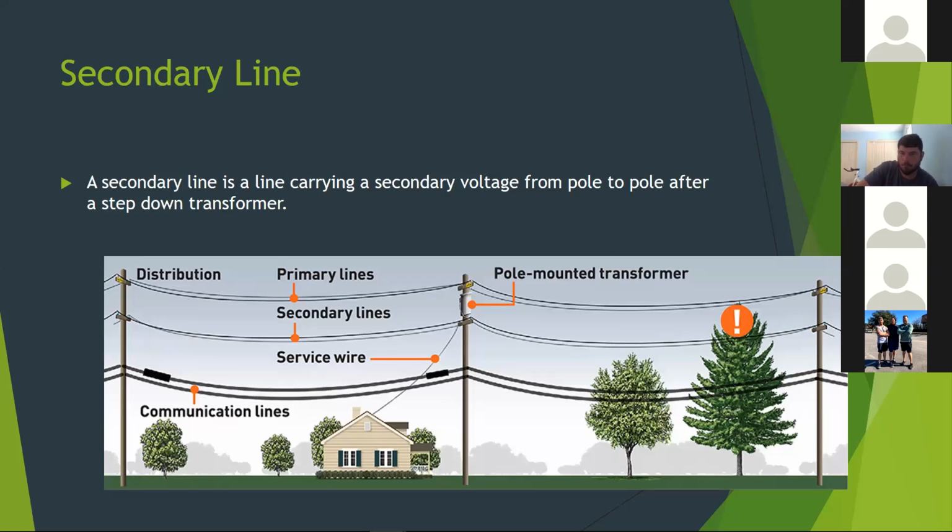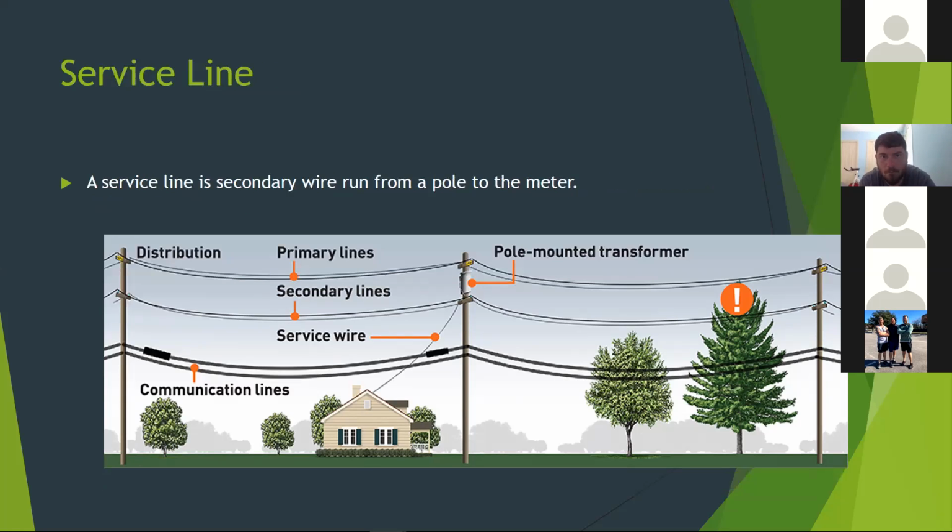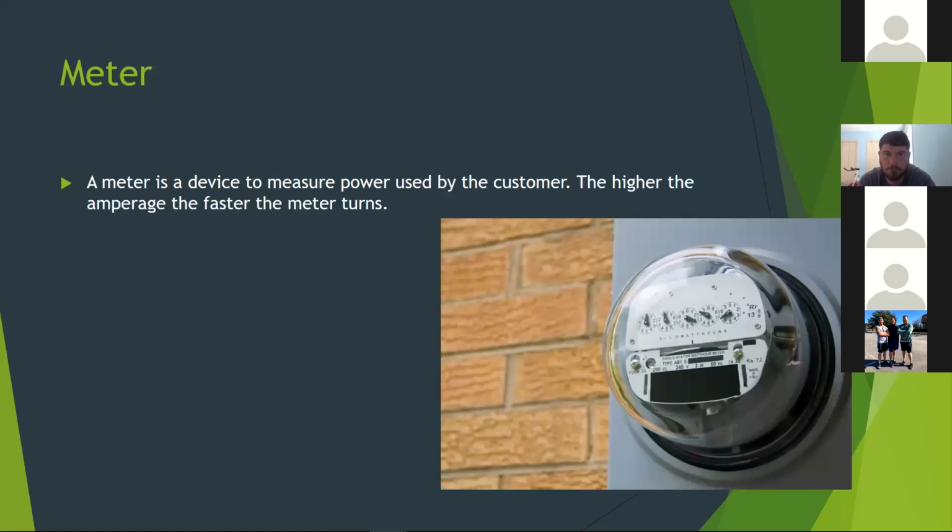Your secondary line is once you come out of your transformer, traveling from span to span, pole to pole, to customers with the lower voltage. And then your service line is once you come off the secondary line going directly to a customer's meter base. And then here we have the meter. The amperage turns the little wheel on there to get a reading of how much power is being used by the customer.